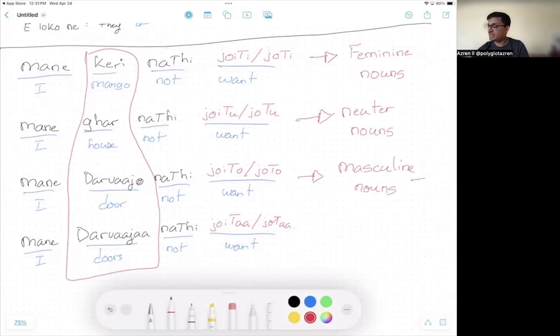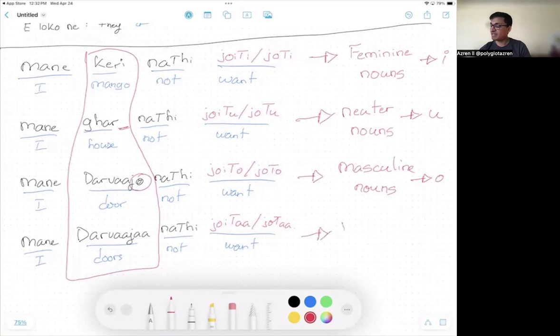Masculine nouns tend to end in o, like darvajo has an o at the end. So masculine nouns tend to end in an o. Neuter nouns tend to end in u, but not always. Like ghar doesn't end in u, so that's unfortunate. Feminine nouns tend to end in e, but this is a very loose rule, and there are lots of exceptions, particularly for the neuter ones. Neuter ones can end in really anything often.